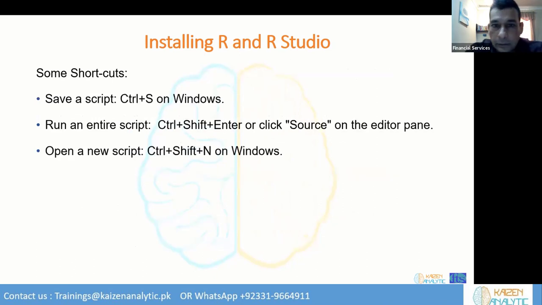Then there are certain shortcuts in RStudio. As I told you earlier, to save a script, use Control plus S on Windows; to run an entire script, Control plus Shift plus Enter; or to open a new script, Control plus Shift plus N in Windows.